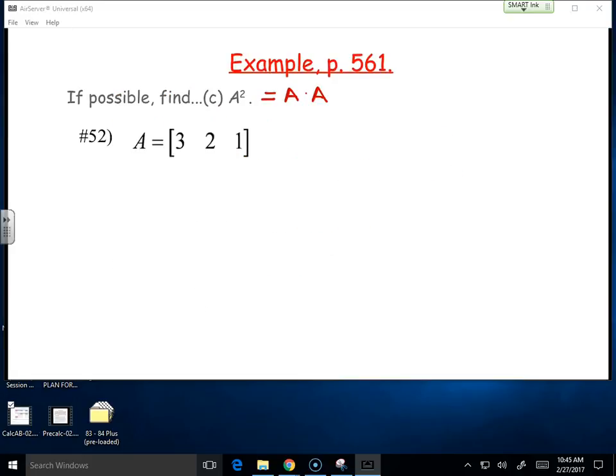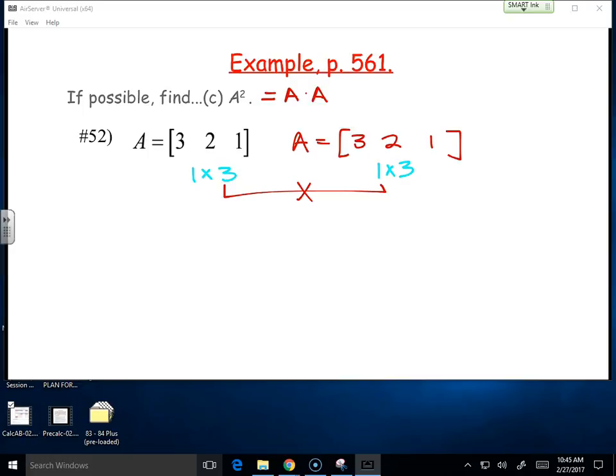Why am I showing you that example? Don't think of a squared, think of a times a. So I have a and I have another a. What are the orders of each? 3 by 1. 1 by 3. Oops. And a 1 by 3. No big deal, let's go. Can we go? Nope.